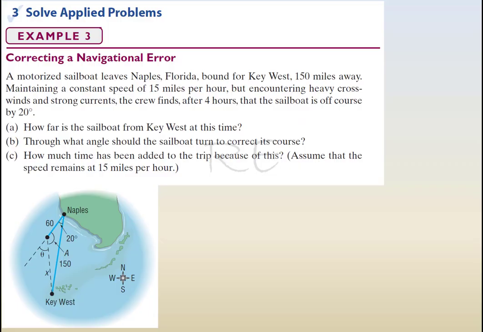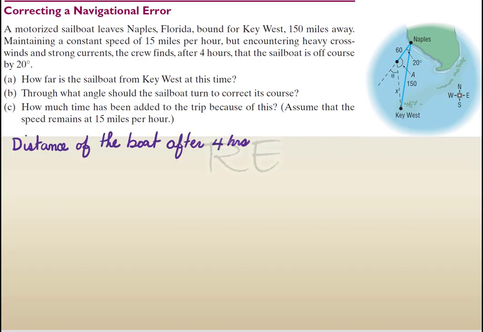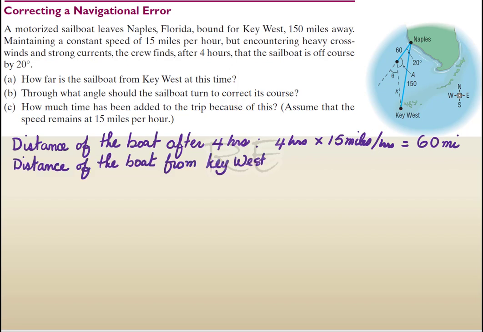A motorized sailboat leaves Naples, Florida, bound for Key West, 150 miles away, maintaining a constant speed of 15 miles per hour. After 4 hours, we will multiply 4 hours by 15 miles per hour, and the distance is 60 miles. How far is the sailboat from Key West at the time?